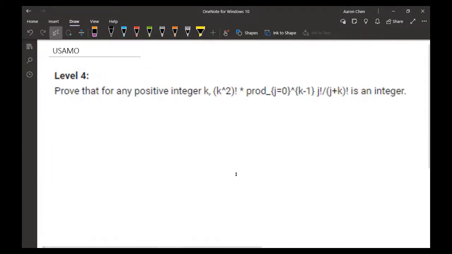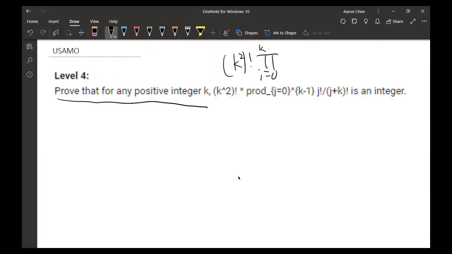Show that for any positive integer k, k squared factorial times the product from j equals 0 to k minus 1 of j factorial over j plus k factorial is an integer. And so the way we can do this one is just by induction.